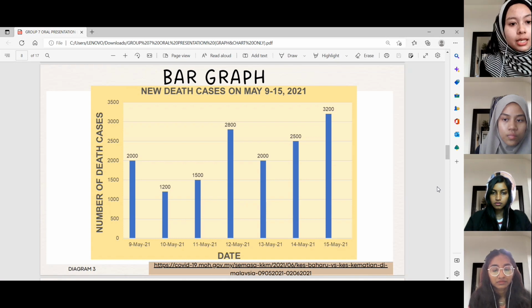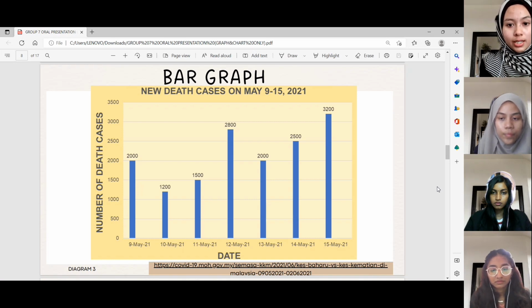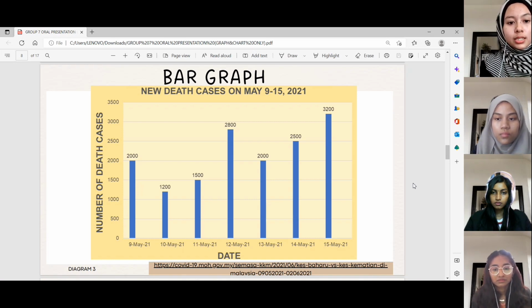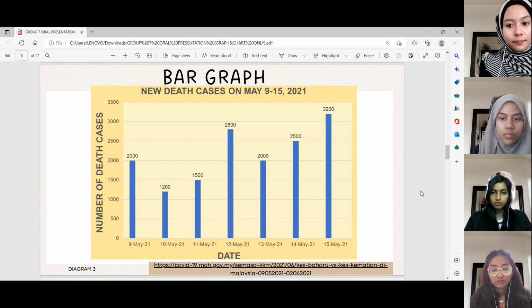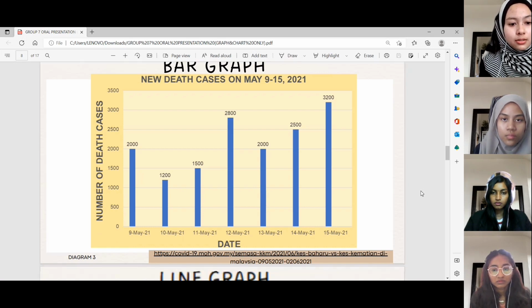For conclusion, it is possible to conclude that the most cases occurred on 15 May 2021 and the fewest occurred on 10 May 2021. We move to the next graph.